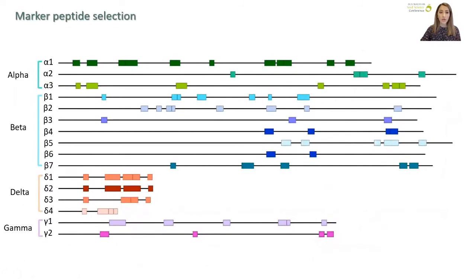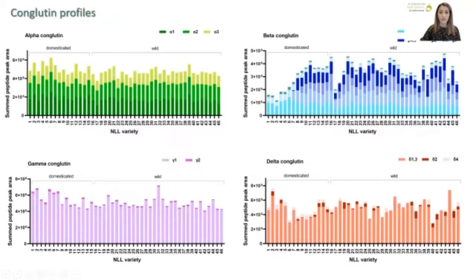Within the major conglutin families, there are the protein subfamilies, and overall 16 conglutin sequences are reported from narrow-leaf lupin. These color-coded blocks are the specific peptides mapped back on the protein sequences, and these were used as the marker peptides in the targeted method to differentiate and quantify these 16 conglutin sequences.